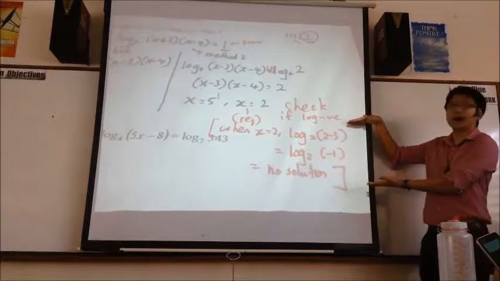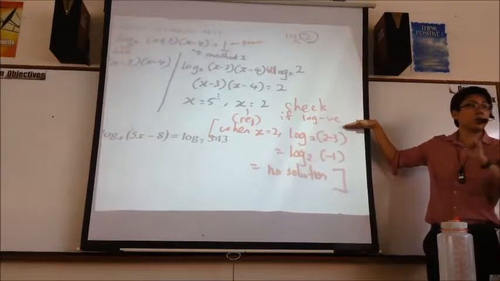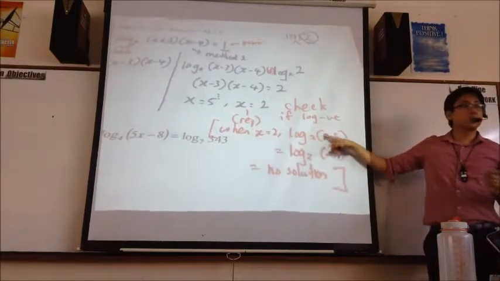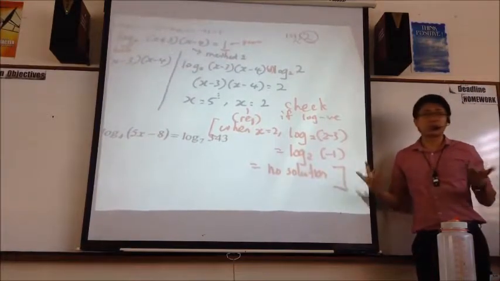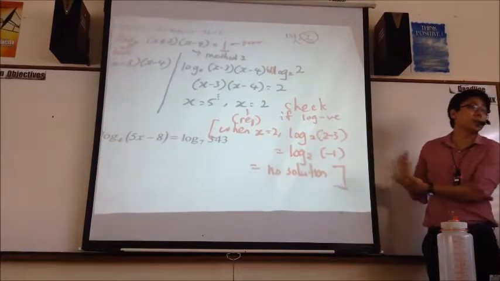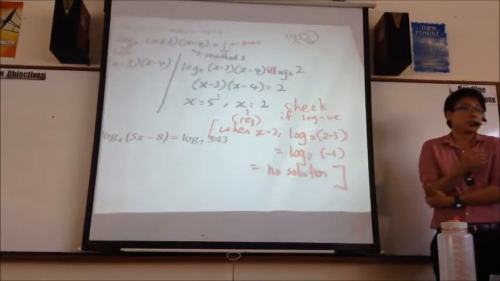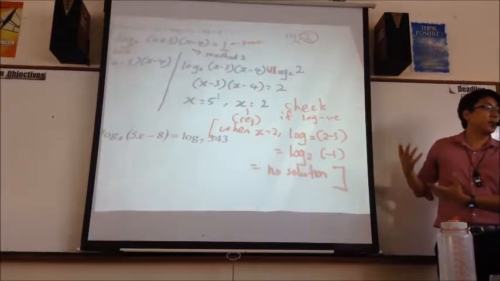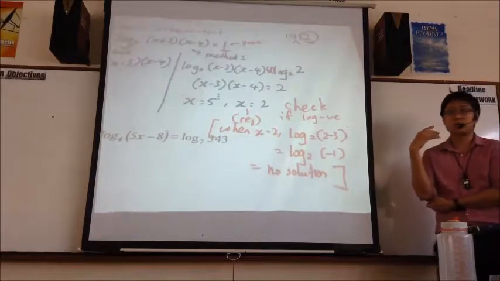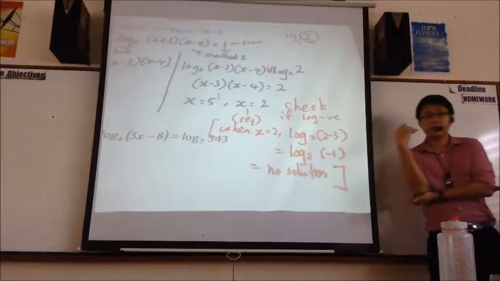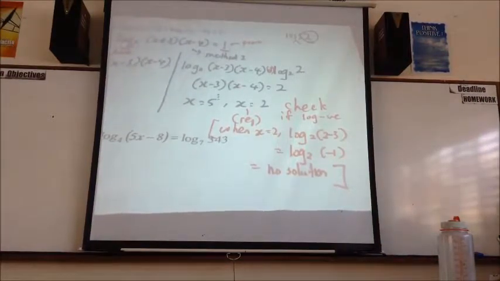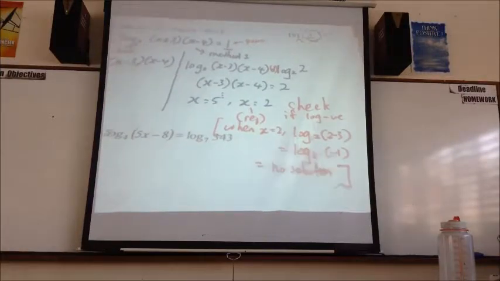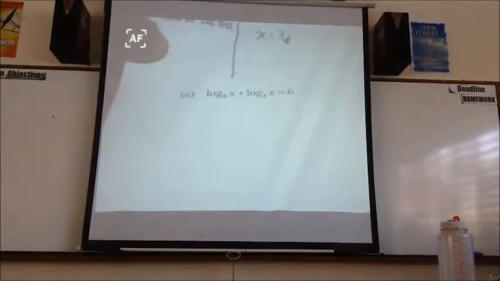The answer is, when x equals 2, copy, log of (2 minus 3) equals log of negative 1, which equals no solution. So this is the reason why you reject. Okay? This is the first time we ever reject a positive number. Usually we reject the negative number. Only for log. For modulus also, remember? When modulus something equals x, the x cannot be negative.